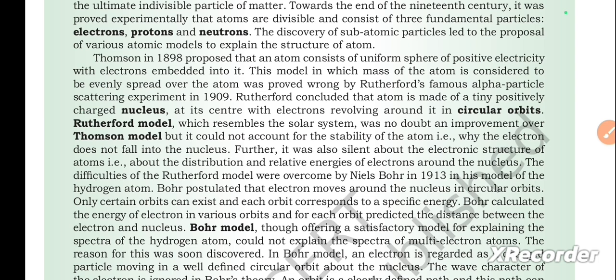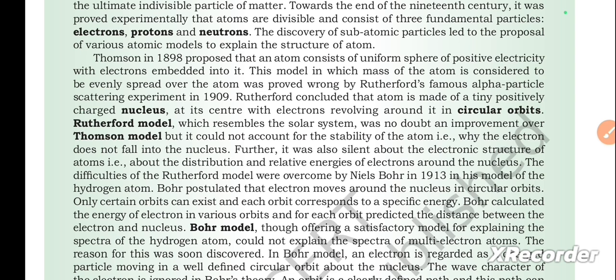Rutherford concluded that the atom is made of a tiny positively charged nucleus at its center with electrons revolving around it in circular orbits. Rutherford's model, which resembles the solar system, was no doubt an improvement over Thomson's model, but it could not account for the stability of the atom. That is, why the electron does not fall into the nucleus. Further, it was also silent about the electron structure of atoms, that is, about the distribution and relative energies of electrons around the nucleus.